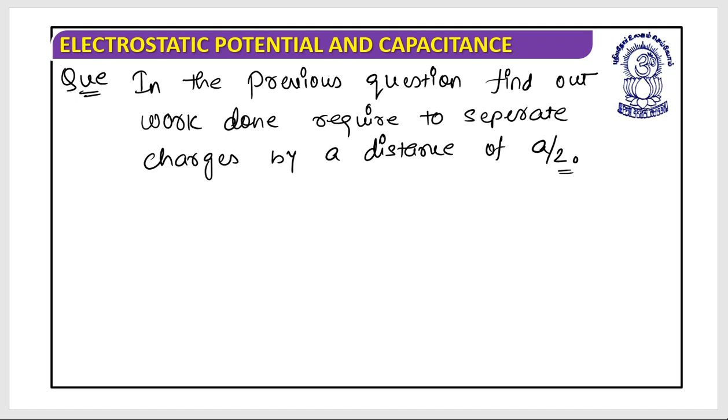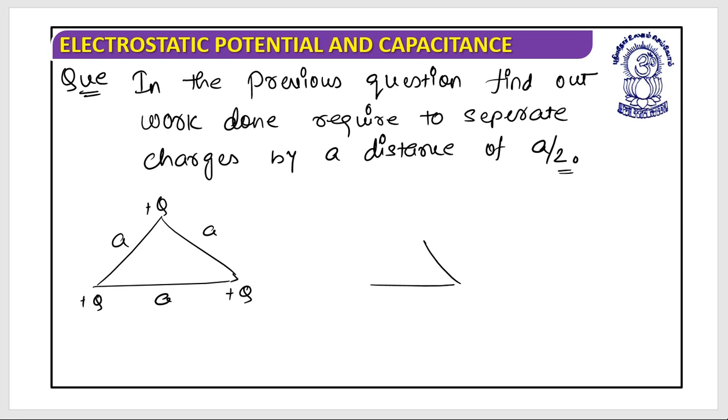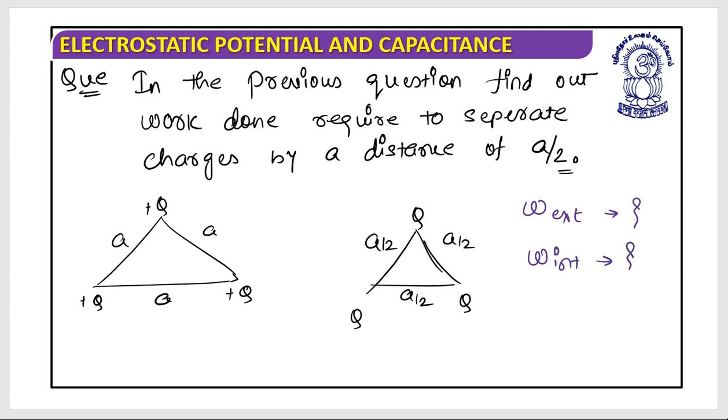So my initial system should look something like this: plus q, plus q, plus q, with separations a. And now my final system should be q, q, q, where this is a by 2, this is a by 2, and this is a by 2. You also need to find the work done due to the external force and the work done due to the internal force. I hope you can do this.